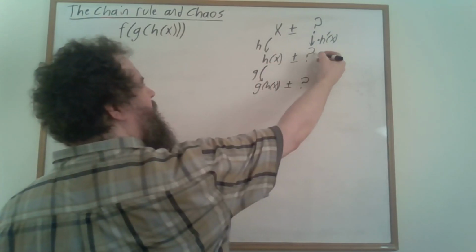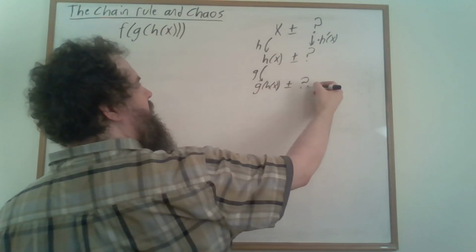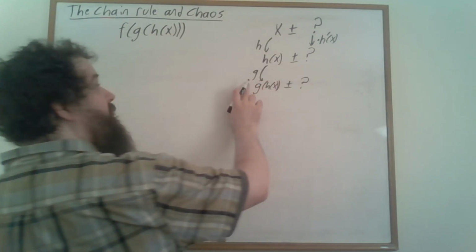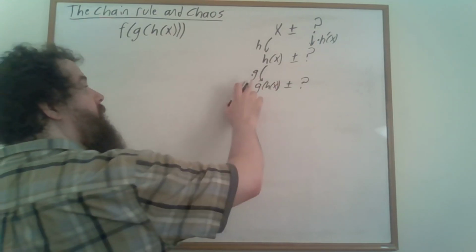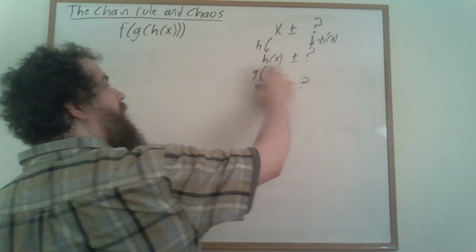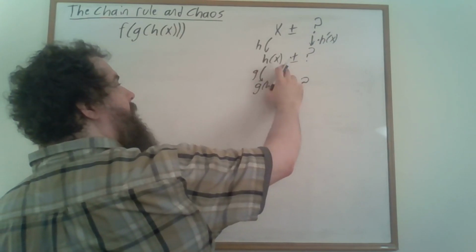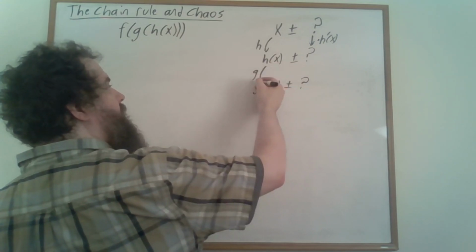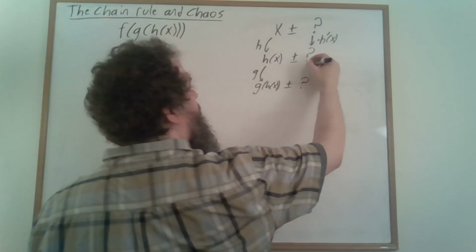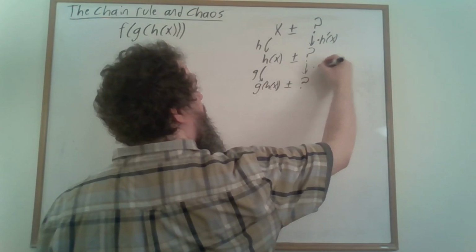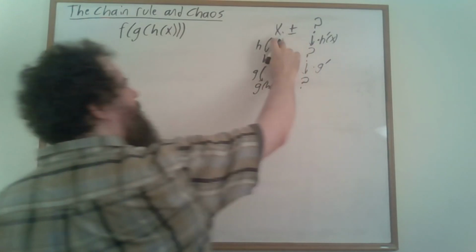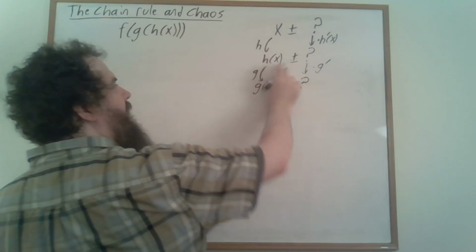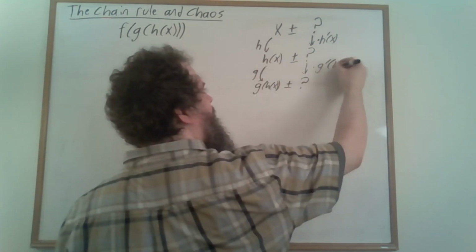And to get from this level of uncertainty to this level of uncertainty here, we're going to want to multiply by the derivative of g. But we want to multiply by the derivative of g at our base point for this step, at the actual base point of the value that we're plugging into our function g. And so we want to multiply by g prime, not g prime of x, because we're not plugging x into g, we're plugging h of x into g. So it's g prime of h of x.